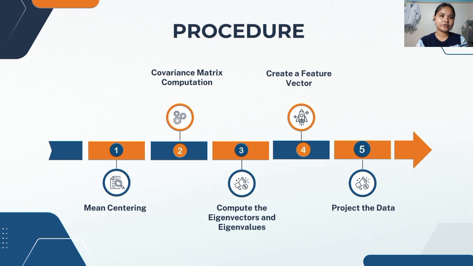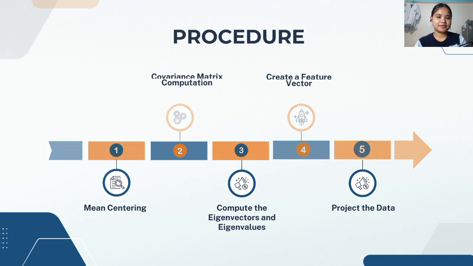So, after we get the eigenvalues and the eigenvectors, we create a feature vector. So, what is this feature vector? In this process, we select the top eigenvectors to form a new feature vector for reduced dimensions. And then, the last step is to project the data. We project the data onto the new feature vector, reducing its dimensions while retaining important information. These steps simplify the complex data while preserving its key patterns.